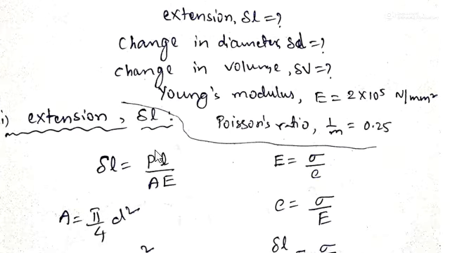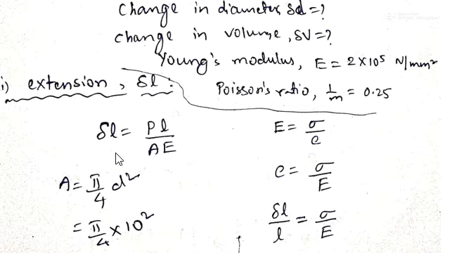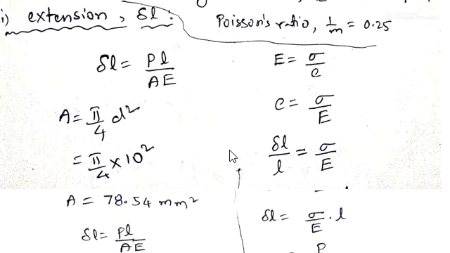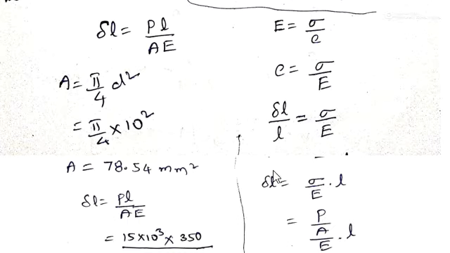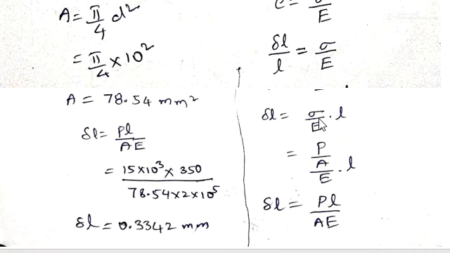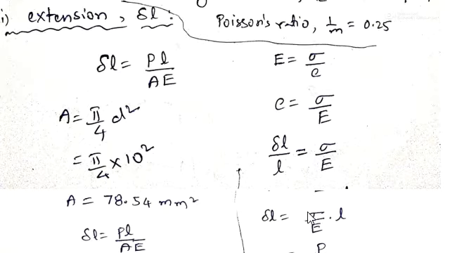So in the first step, to find out extension delta L, we will use the formula PL by AE. So how we can write this formula? Let us see here. From the basic formulas, Young's modulus is equal to stress by strain, or strain is equal to stress by Young's modulus. Strain we can write delta L by L, and that is stress by Young's modulus. And if you write here, delta L is equal to stress by Young's modulus into length, and we can write stress as P by A, load by area. And if you rearrange the terms, we can write delta L formula as PL by AE.